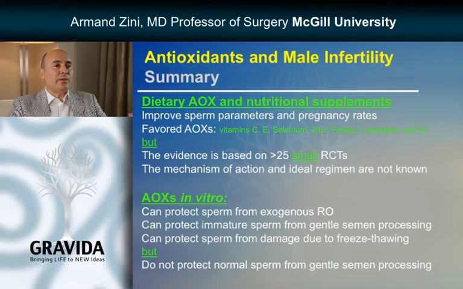So what we can take from this is that there is a sound, rational approach to using antioxidants for the treatment of male infertility. These antioxidants are safe to use with few side effects, and there's some now controlled trial evidence that these antioxidants will be beneficial both as dietary antioxidants and as antioxidants to be used in vitro.